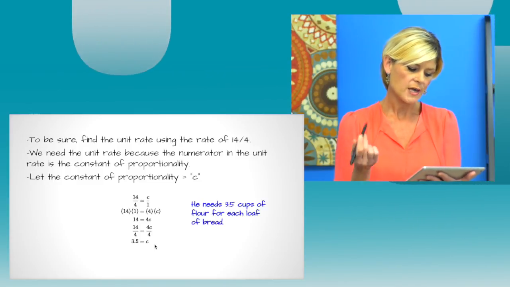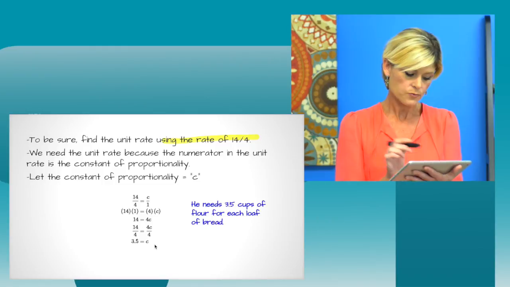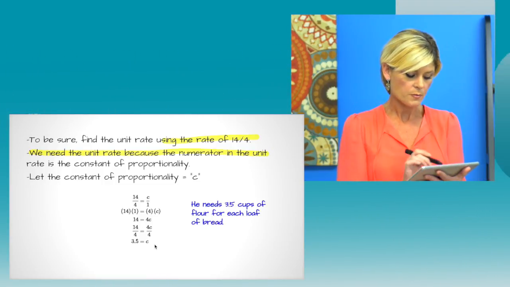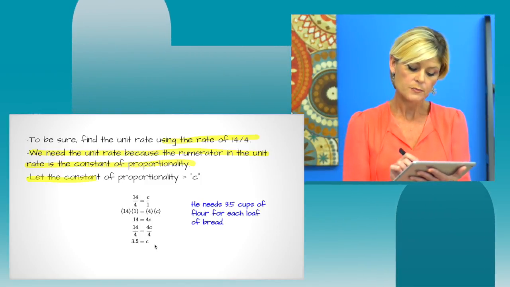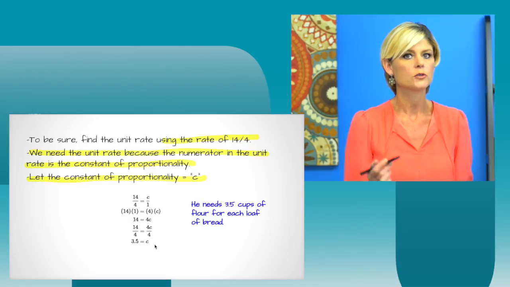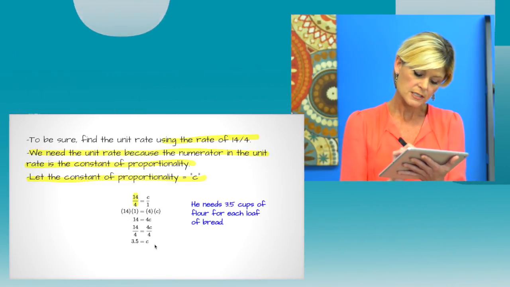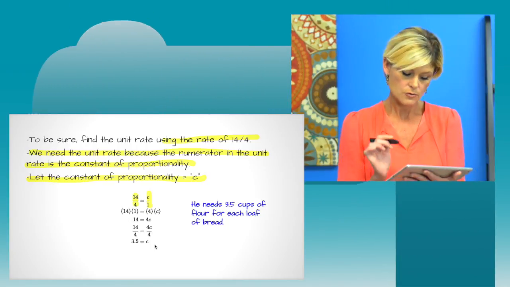So to be sure, find the unit rate. That's always a good idea, using the rate of 14 to 4. We need the unit rate because the numerator in the unit rate, remember, that's going to be our constant of proportionality. With the constant of proportionality, we're going to call that the variable C. So 14 to 4 equals C over what? Again, we're looking for the constant of proportionality in the unit rate.